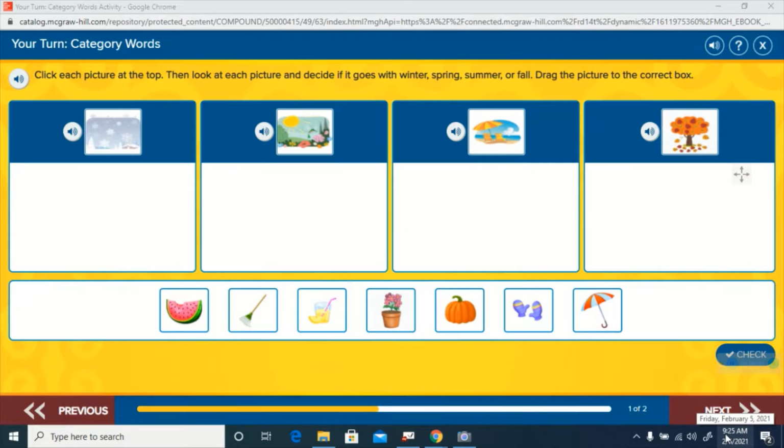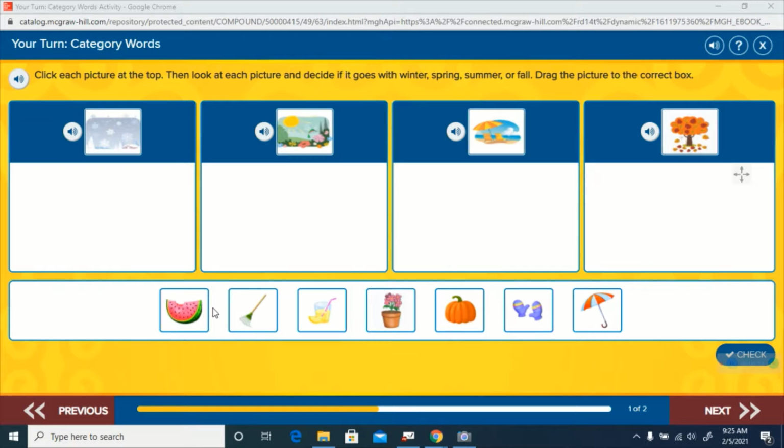In this part of the video, we are going to look at these different cards and see which season they belong to. We have winter, spring, summer, fall. So we're going to see which one the different cards belong with.